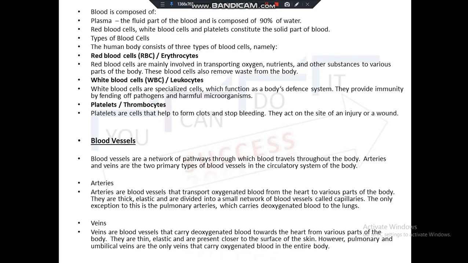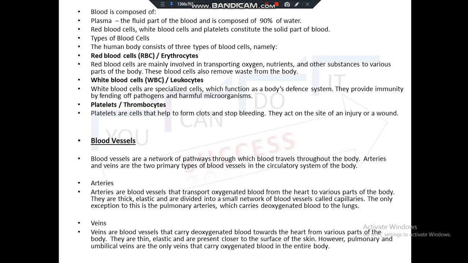Now, the other component that we talked about was blood. So what does blood comprise of? Blood has plasma, which is the fluid part, and is composed of 90% of water. Apart from the plasma, there are certain cells like red blood cells, also known as erythrocytes, the white blood cells, also known as leukocytes, and the platelets, also known as the thrombocytes.